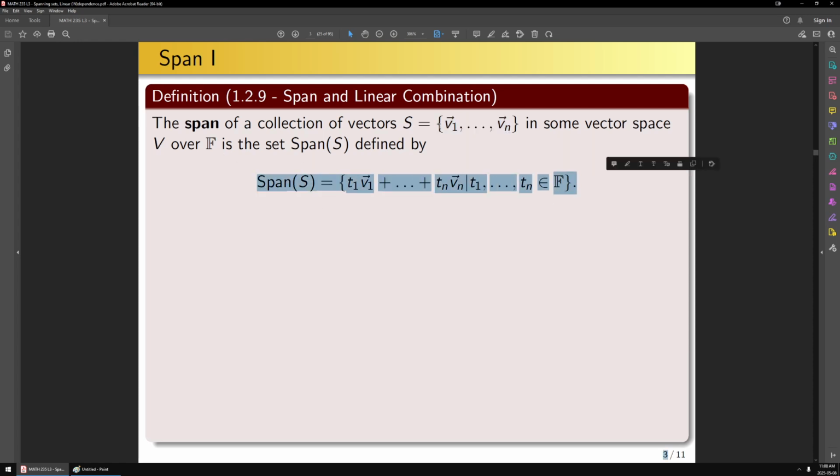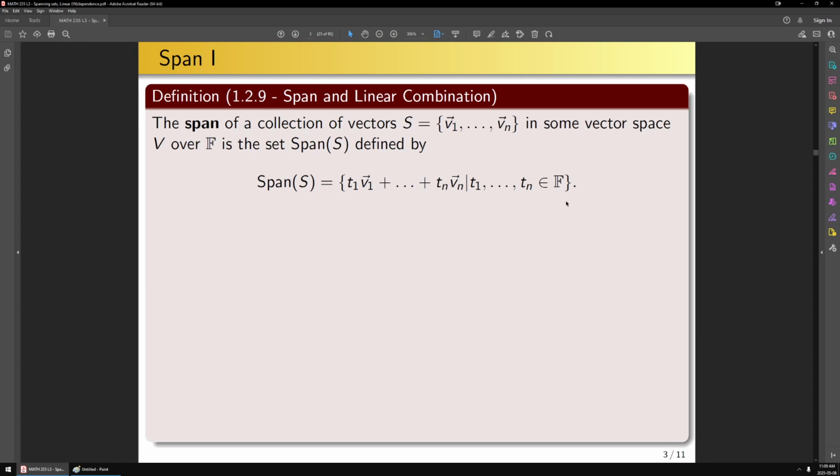So what we do is we take all our vectors, v1, v2, all the way up to vn, we scale them by any scalar ever, and we then add them up together, and we take the collection of all the possible results that come out of this. Okay, so that's the idea of span. I'm taking a linear combination, adding up all the vectors together with some scalars, and taking the collection of all of the possible results.